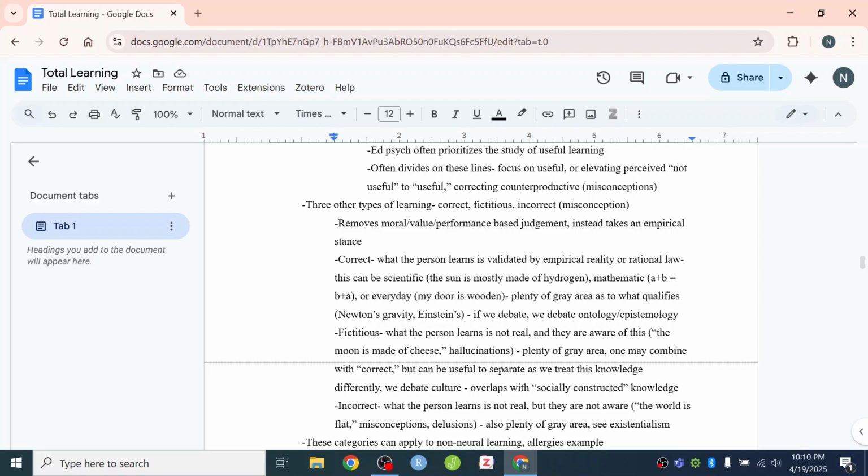Plenty of gray area here as well. Of course, existentialism, that grand branch of philosophical history, has a lot to say about what we really can say is true and not true, correct and incorrect. But certainly we can draw these lines if we like.